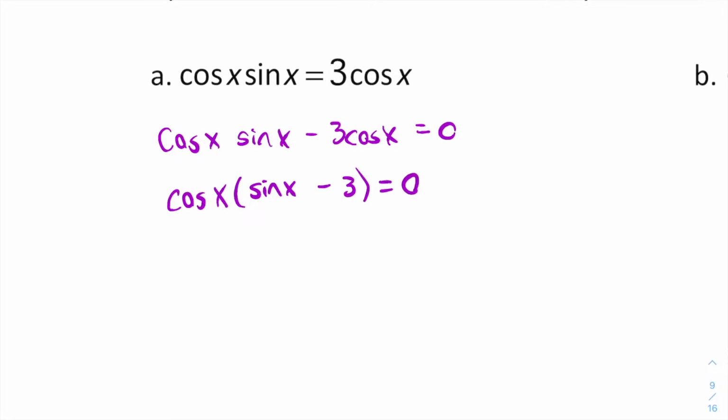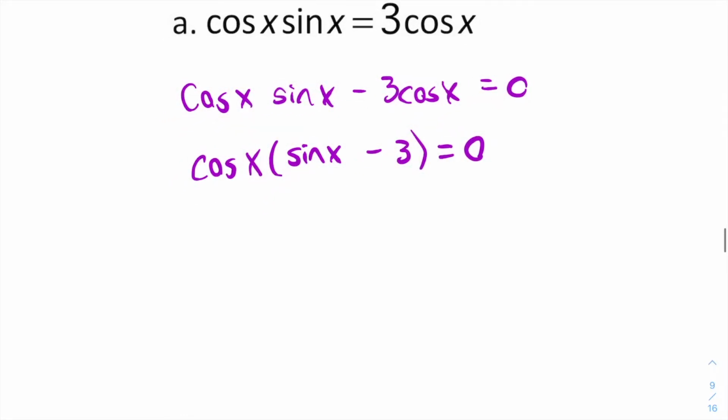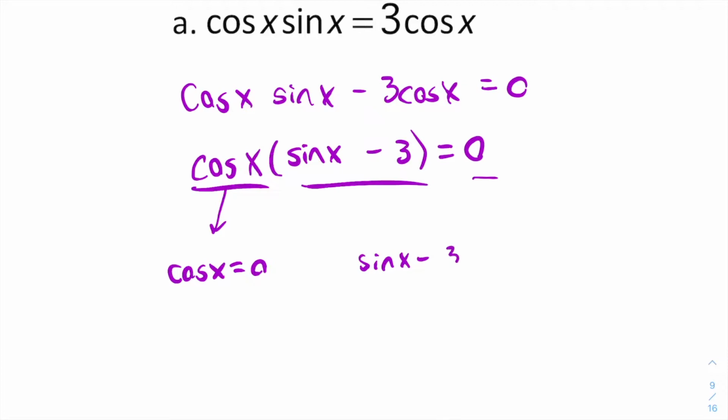Okay, now what we're going to do is the zero product property. This just says if something times something equals 0, either that first thing is equal to 0, so cosine of x is equal to 0, or sine x minus 3 is equal to 0. So we're going to set those up. Cosine of x equals 0 happens at the angles of pi over 2, and then that would be 3 pi over 2 as well.